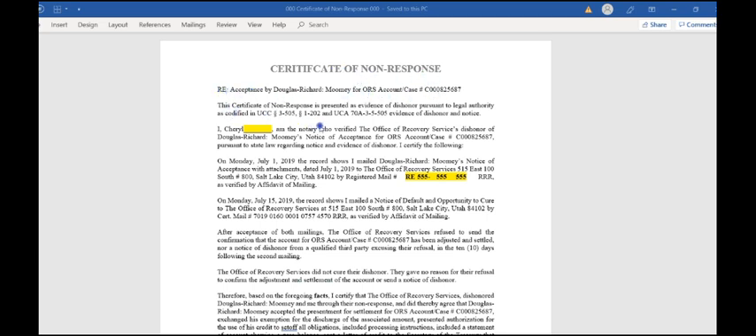This certificate of non-response is presented as evidence of dishonor. Pursuant to legal authority, as codified in 3-505, you should look that up. That is dishonor and evidence of dishonor. And 1-202, which is notice. You gave them notice, and you sent them instructions, and you sent a pre-authorized use of my credit. You sent them a bill of exchange. As soon as they accepted that registered mail, as soon as it is postmarked, it is discharged.